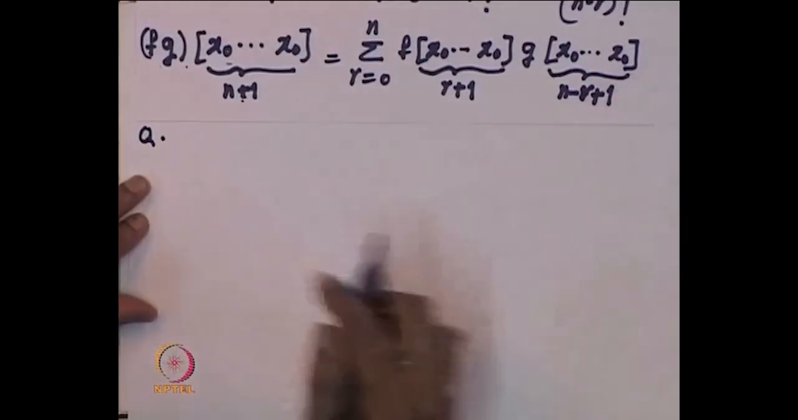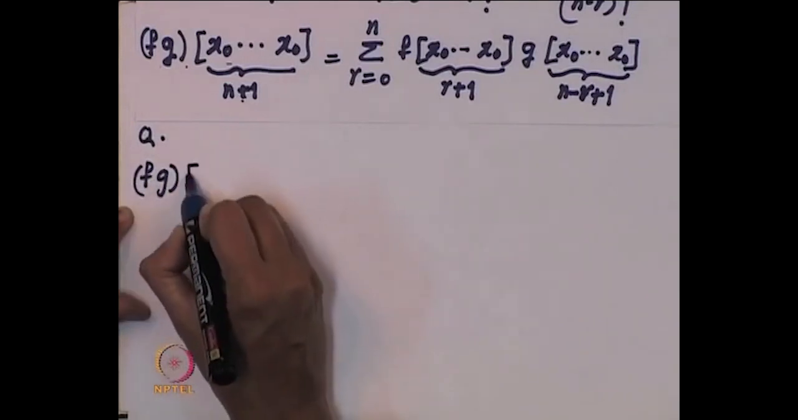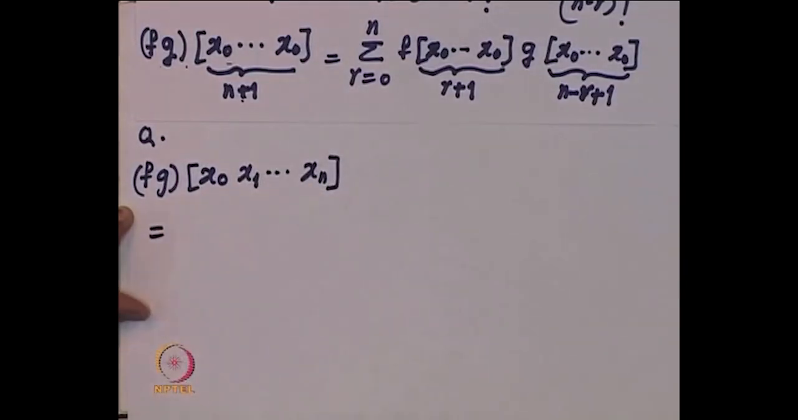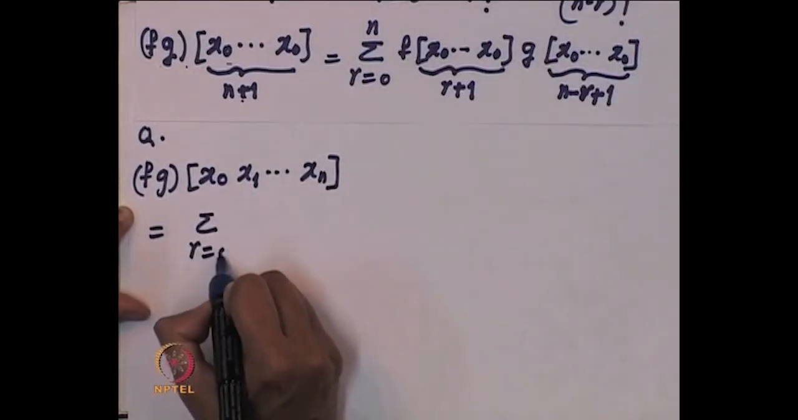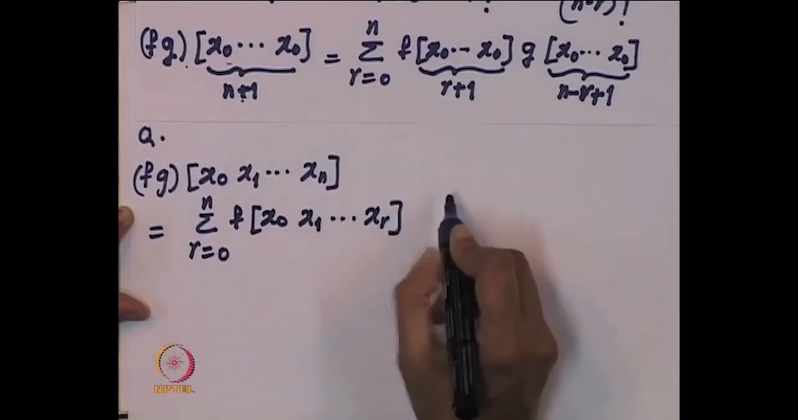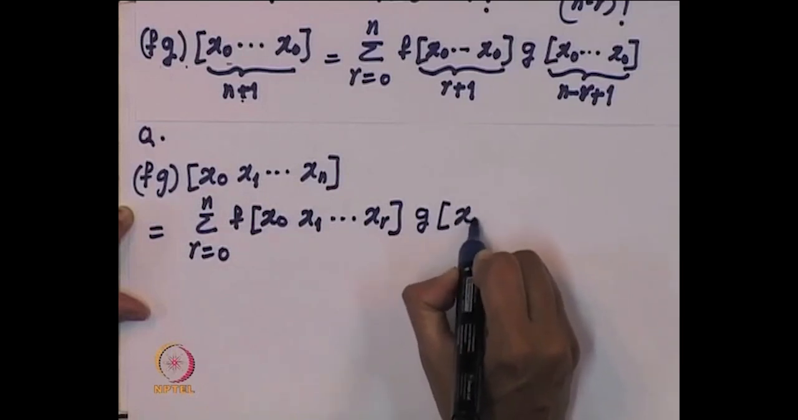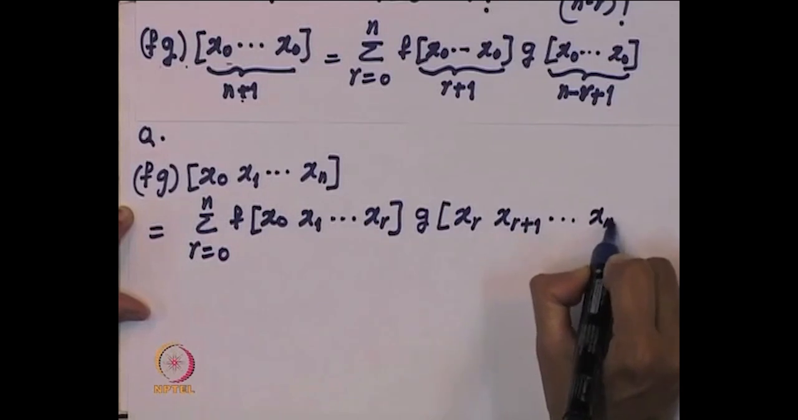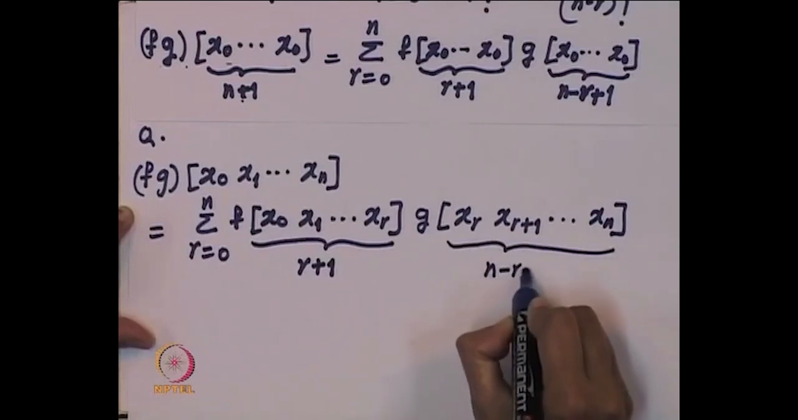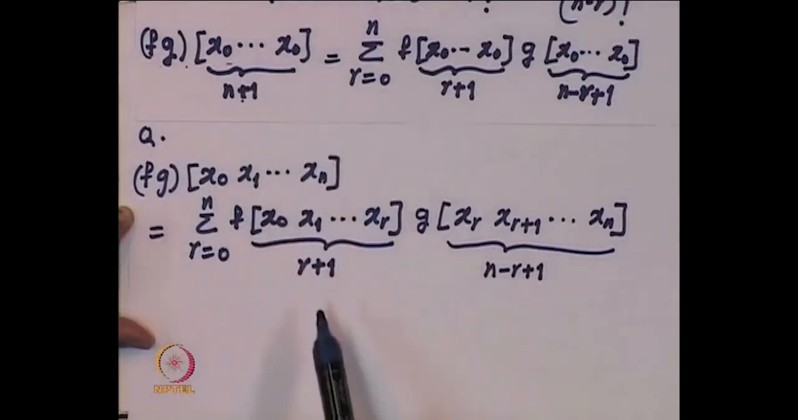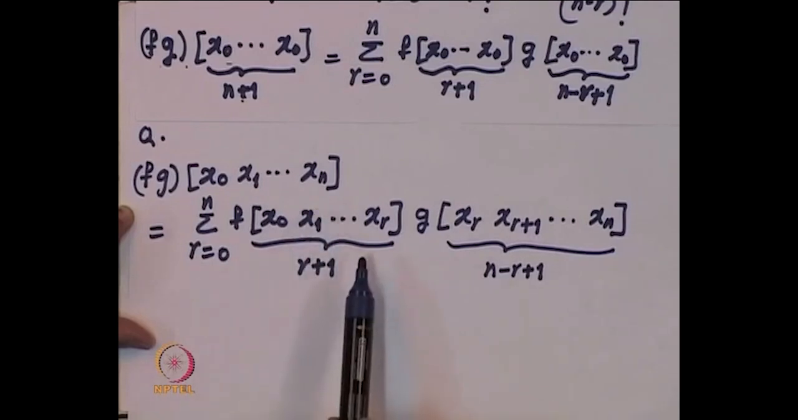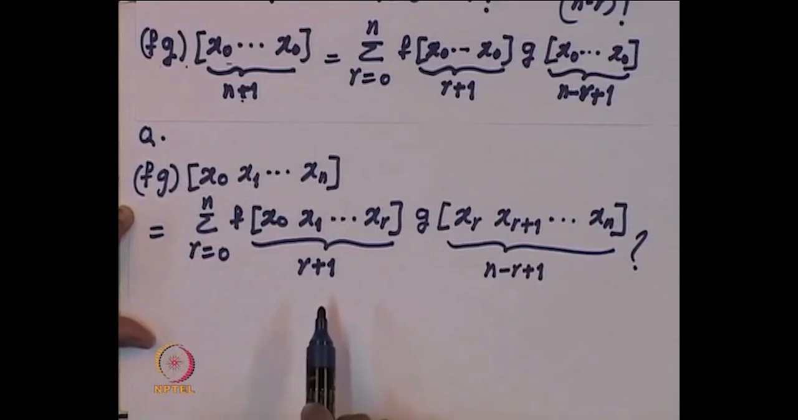The question is whether the divided difference of f into g based on x 0, x 1 up to x n is equal to the summation r goes from 0 to n of the divided difference of f at x 0, x 1 up to x r, and of g at x r plus 1 up to x n. These are r plus 1 points, these are n minus r plus 1 points. So, instead of identical points, whether the formula is true for distinct points. This is the question: is such a formula for the divided difference valid?